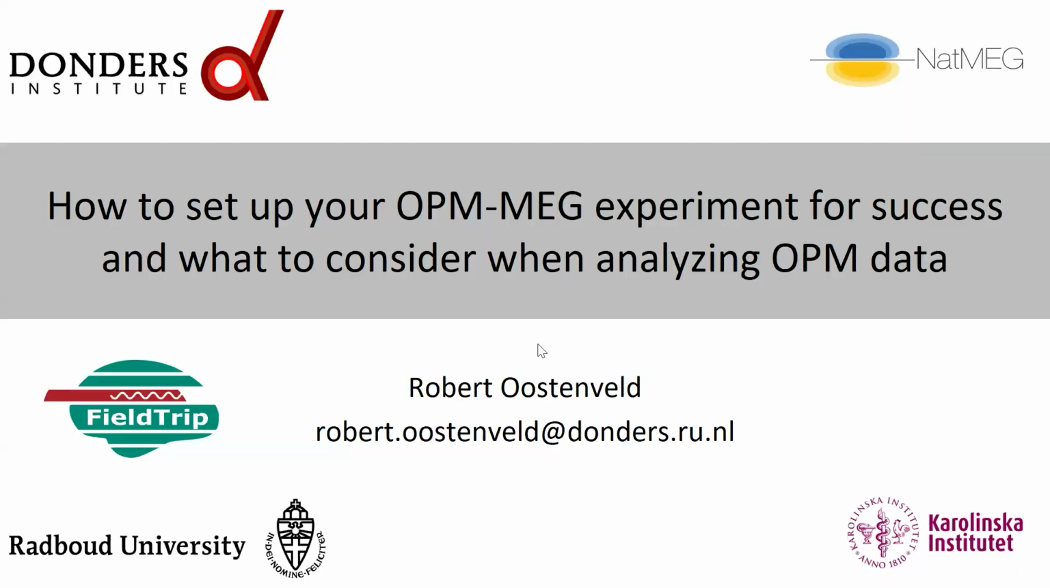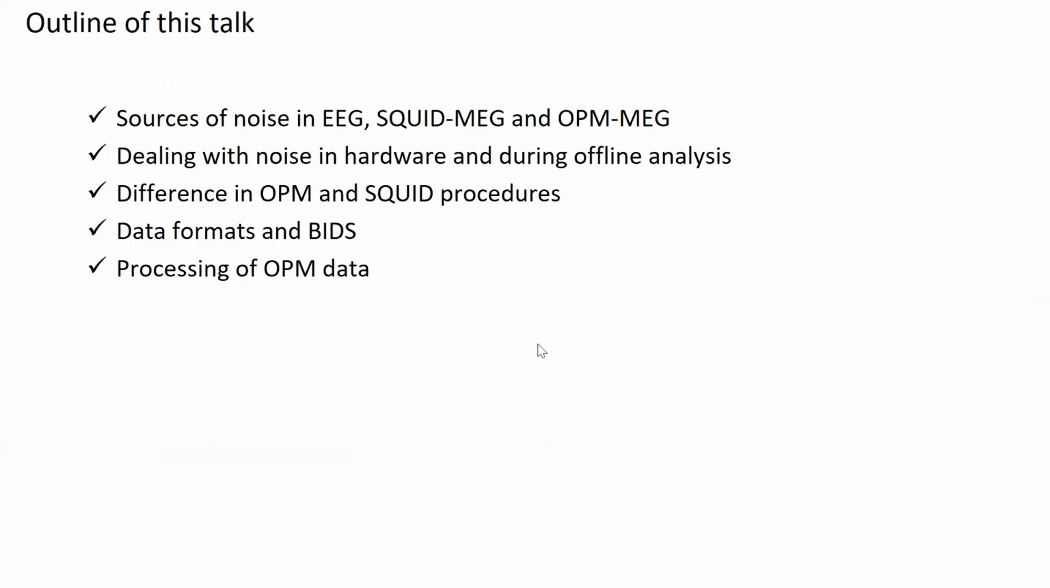So I want to move on to a little bit more practical view of doing MEG recordings using OPMs. The outline of my talk is that I'm going to talk about sources of noise in EEG, since people that are new to MEG might have familiarity with EEG. So that's also something that I want to highlight. Of course, I'll also be comparing SQUID MEG and OPM MEG, and how we deal with noise in hardware and during offline processing.